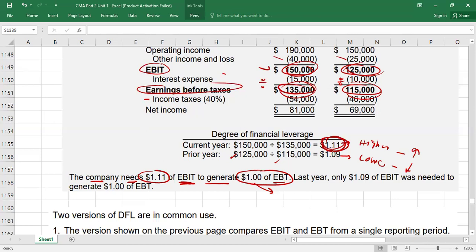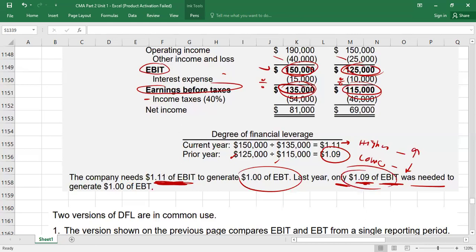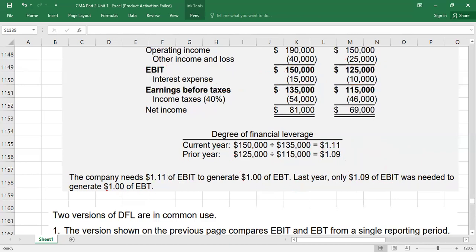On the other side, how will you interpret this? It means the company needs $1.09 of EBIT to generate $1 of EBT. So tell me, where do we have more risk? Obviously here we have more risk, because here we need more EBIT to generate one EBT. Here we need less EBIT to generate one EBT. So a higher answer represents higher risk, and a lower answer represents lower risk.